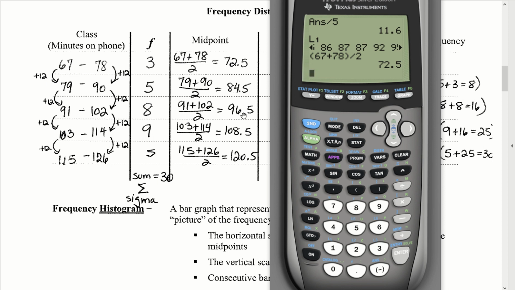84.5 plus another 12 would give us 96.5. 96.5 plus another 12 would give us 108.5, etc. And that's kind of a little bit of a faster approach. Just find the first midpoint by using the formula, and then you can always add the class width to go down.